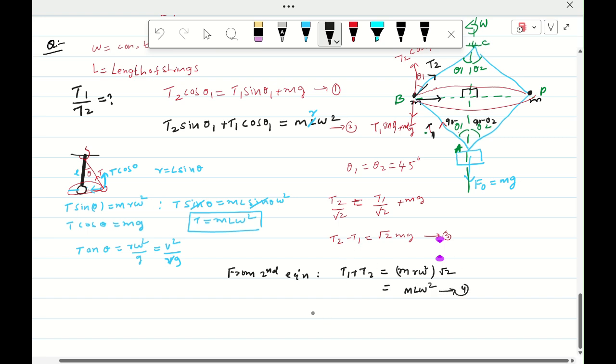Now add the third equation and the fourth equation to get T1 and T2. T1 is eliminated, therefore 2 T2 is equal to m L omega square plus root 2 into mg. So T2 is equal to 1 by 2 into m L omega square plus root 2 mg. Let this be equation 5.